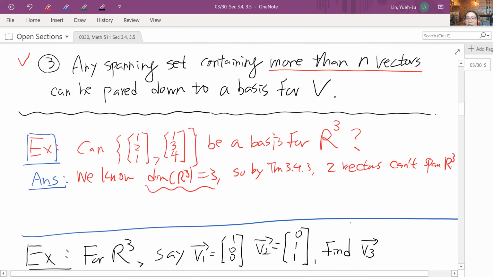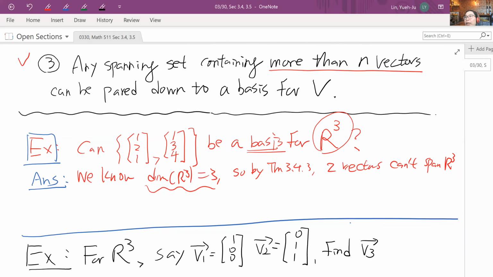It cannot, because we already know that the number of vectors you need to form a basis is fixed, right? So we already know in R3, the dimension is 3, meaning we need exactly 3 vectors to form a basis. So if you give me 4, then it's definitely not okay. But it also depends on which 4 vectors you pick, right? If you are really, really unlucky, you give me random 4 vectors, then it's still possible that those 4 vectors would not span R3, right?